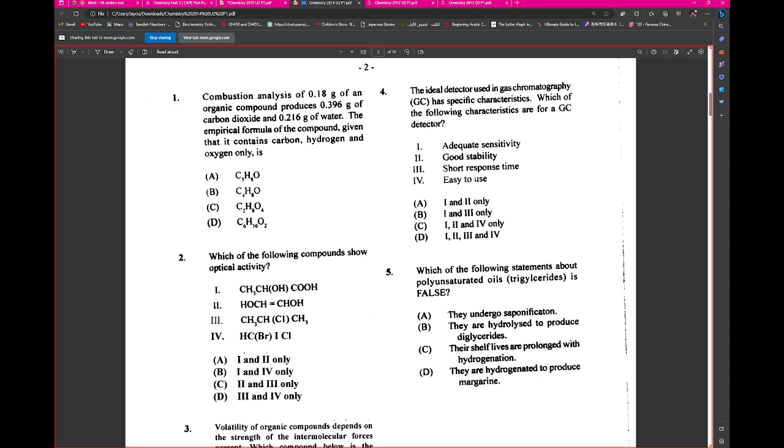All right. Number 1. The combustion analysis of 0.18 grams of an organic compound produces 0.396 grams of carbon dioxide and 0.216 grams of water. The empirical formula of the compound, given that it contains carbon, hydrogen, and oxygen only, is. So we're looking at that. What was the answer for this? I think we got A for this one. A.